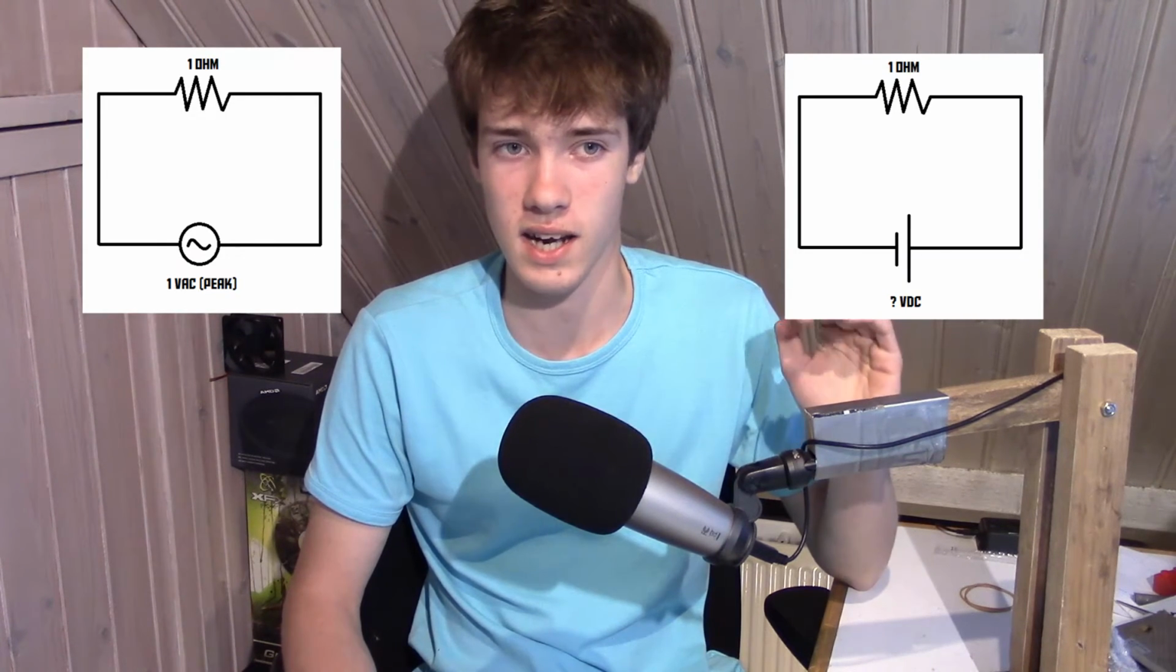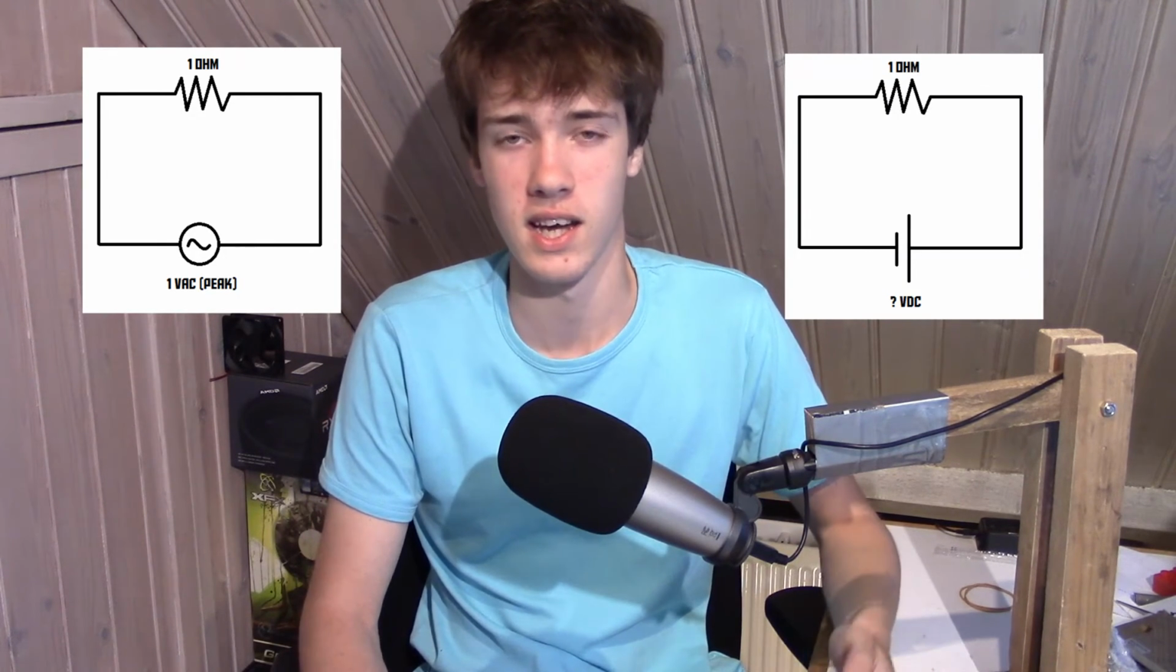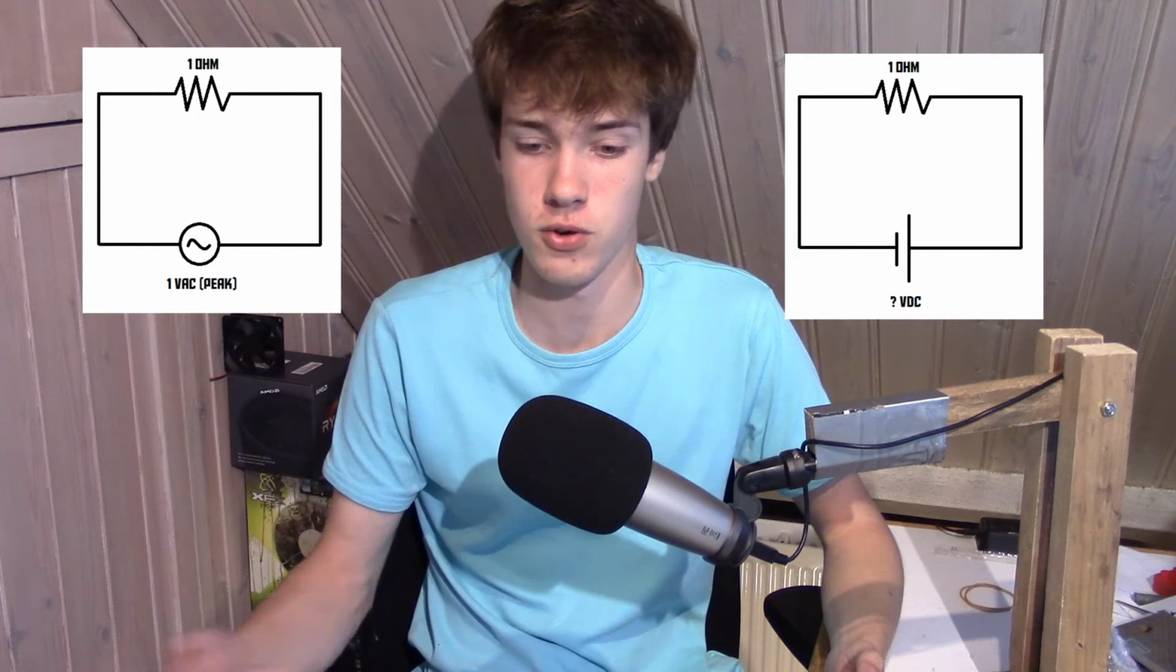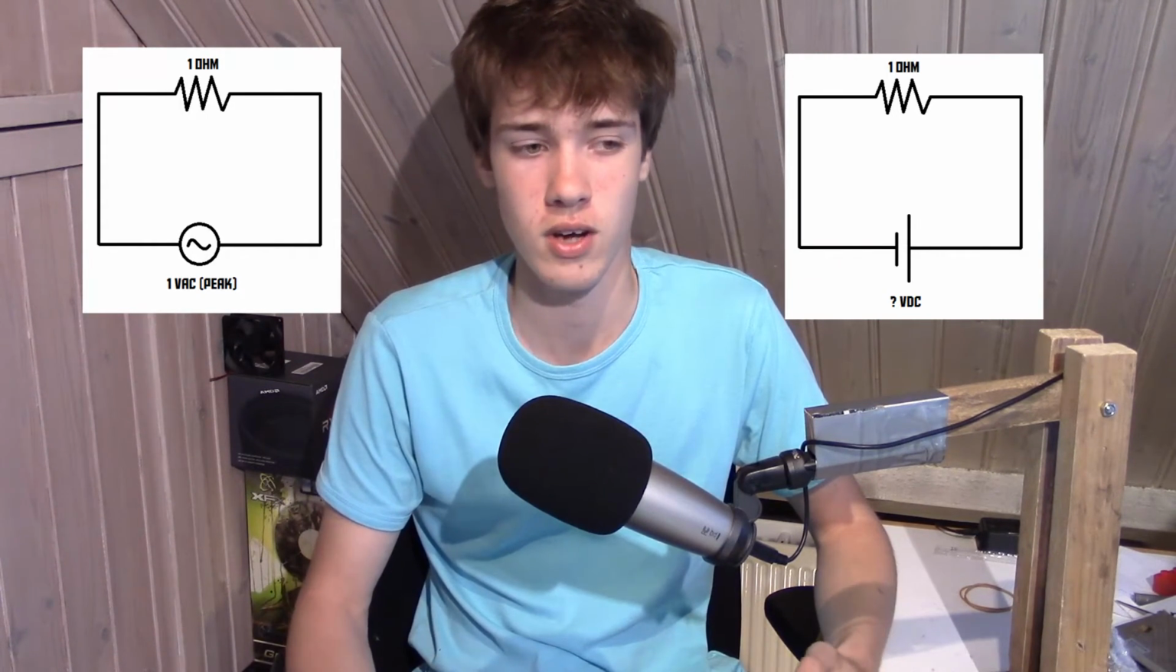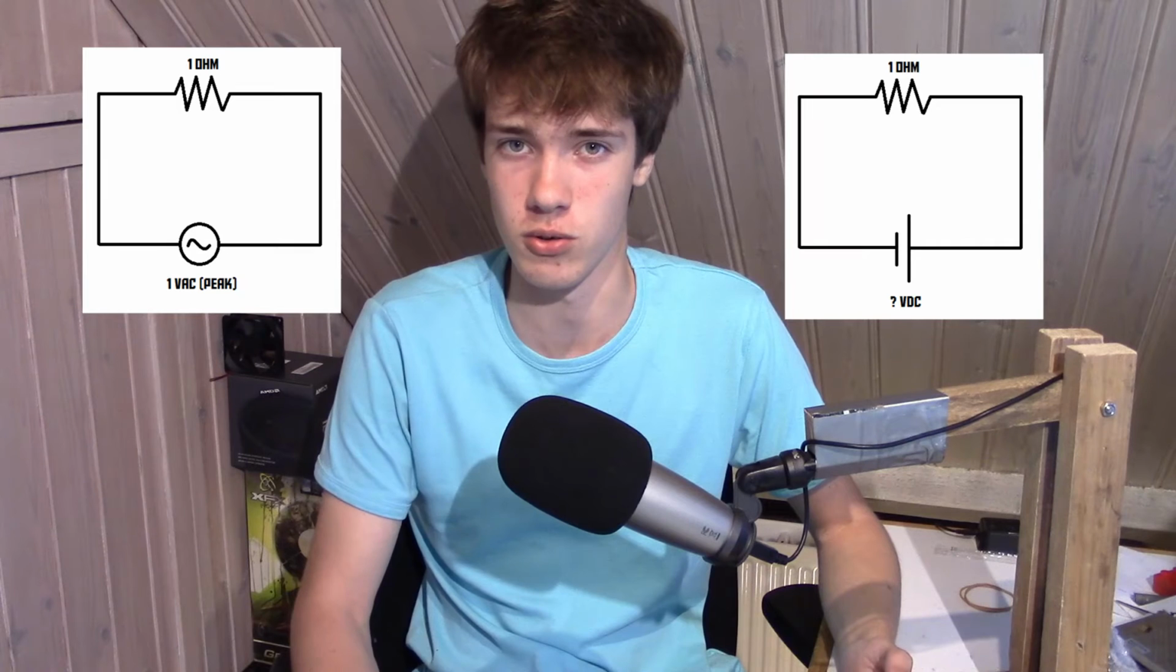Now, we can use this 0.5 power dissipation. On our AC circuit, on this side, we now know that we have 0.5 watts of average power dissipation. So we know that we have to have 0.5 watts on this side as well. And now the only thing that's left to do is reverse the formula we just used to find what voltage we need to do that.